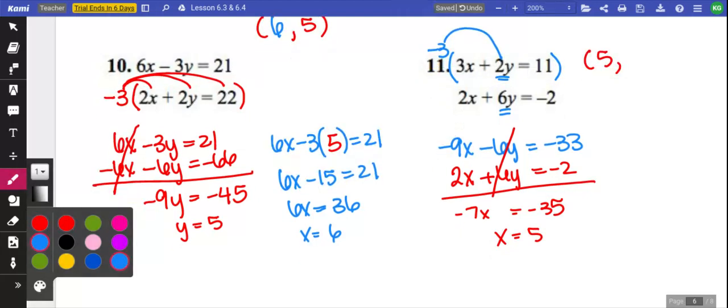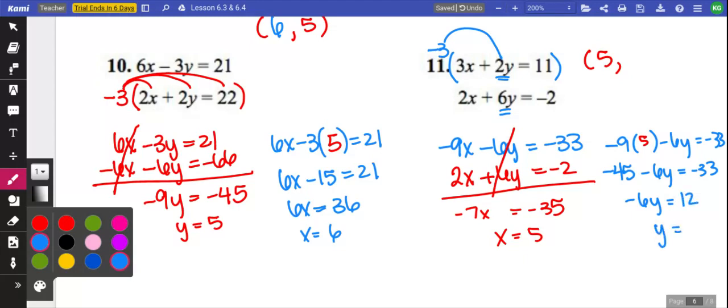Put that back up into the top equation. So I have negative 9 times 5 minus 6y equals negative 33. So negative 45 minus 6y equals negative 33. Add 45. Negative 33 plus 45 is 12. Divide by negative 6, and so y is negative 2.